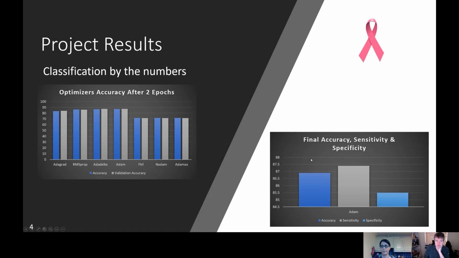We had set a goal for ourselves of 90% accuracy, but we fell a little bit short, just under 87%, but it's a pretty good place to be.